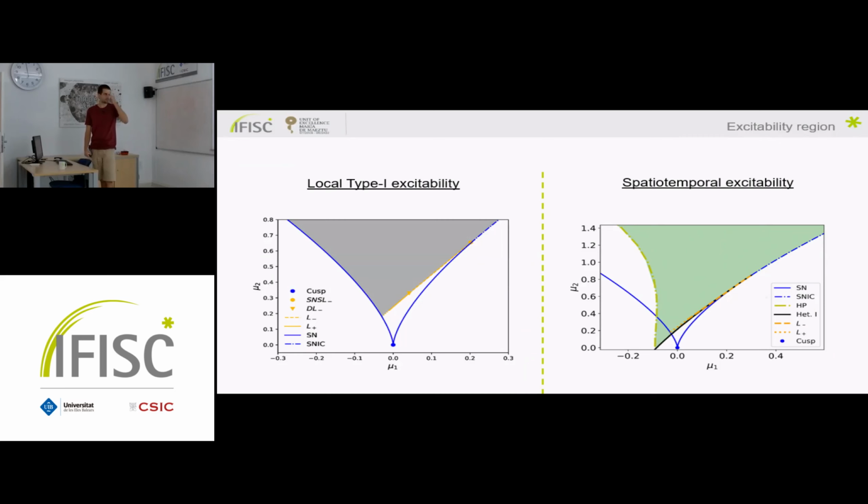We can see how in the SNIC case, it's pretty obvious that the spatiotemporal pulses exist until the very limit, until the SNIC. In the case of the homoclinic, on the other hand, we have this black line there that goes really, really close to the homoclinic. It's not exactly the same point, but I will prove now that those two lines, the temporal homoclinic and the black line that we have called the double heteroclinic bifurcation, are connected.